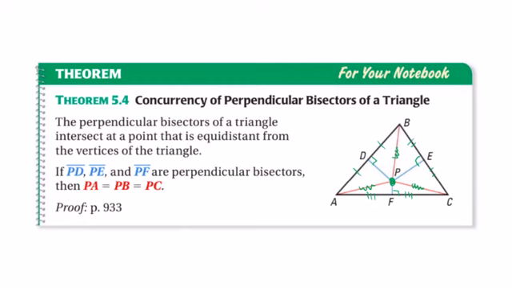So if I've got perpendicular bisectors, I know that from that point of concurrency out to each vertex, it is going to be equal in length.